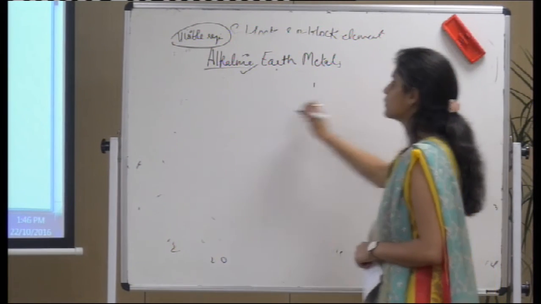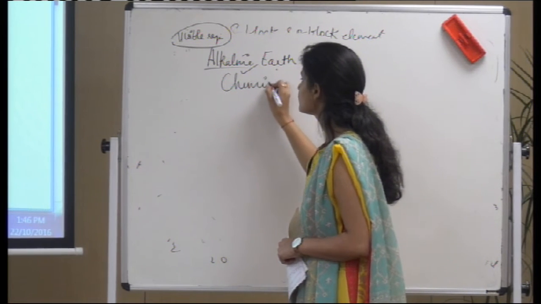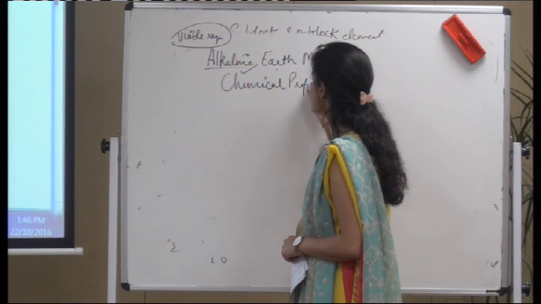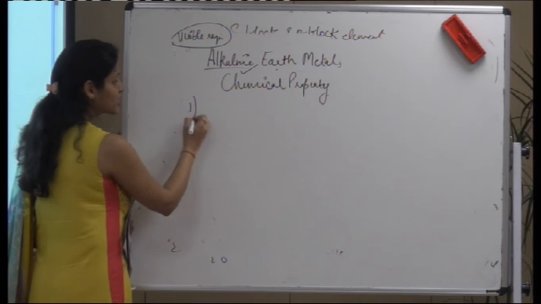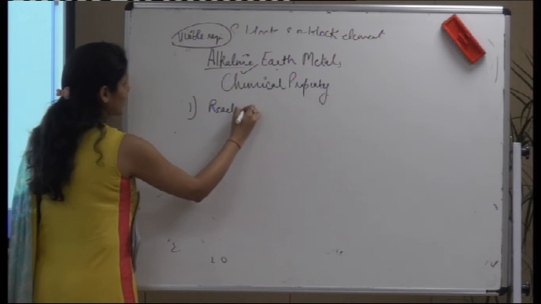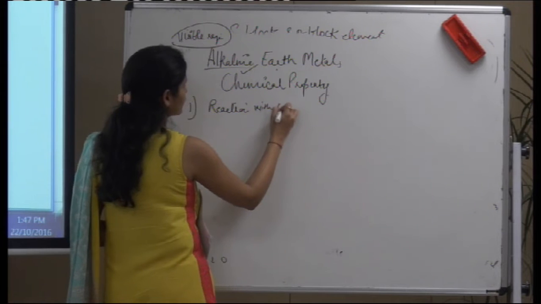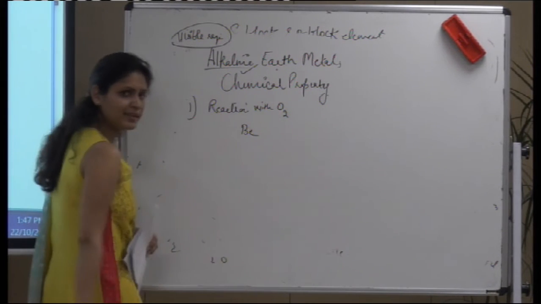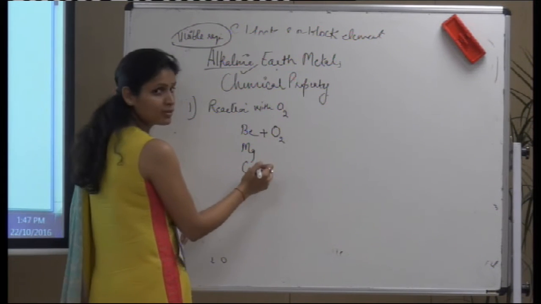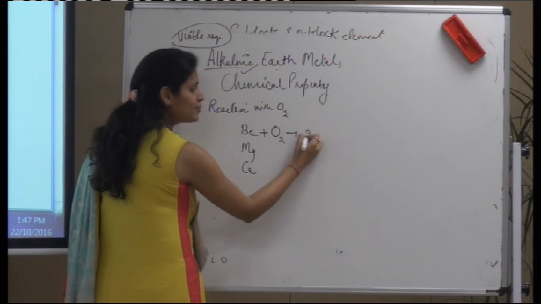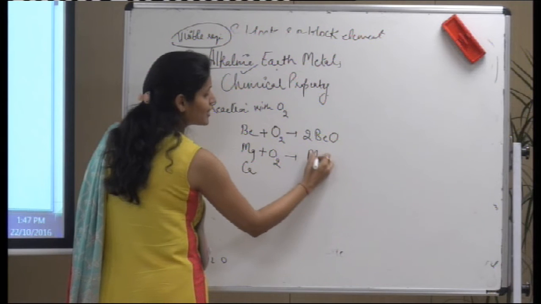Now the chemical properties. What was the first chemical property? Reaction with oxygen. So the first element is beryllium, the other is magnesium and then calcium. Beryllium will combine with oxygen to form beryllium oxide. Simple. Then similarly magnesium would combine with oxygen to form magnesium oxide, right? Similarly calcium would form calcium oxide.